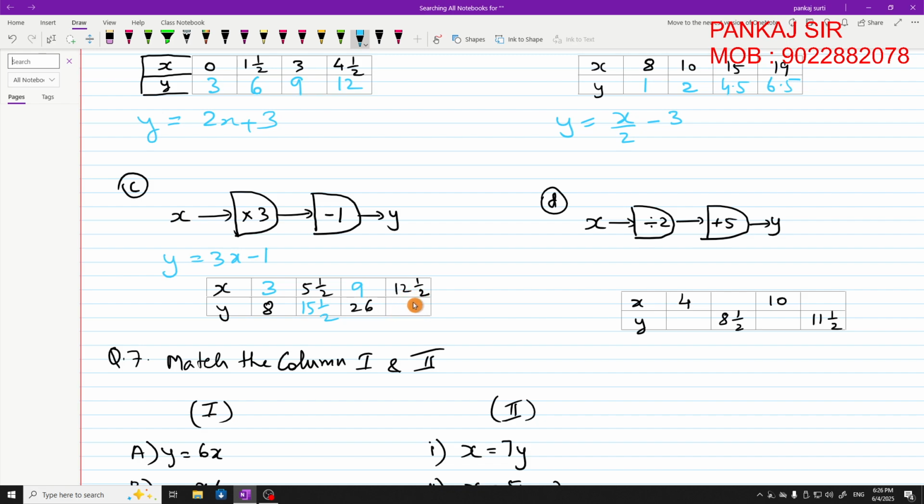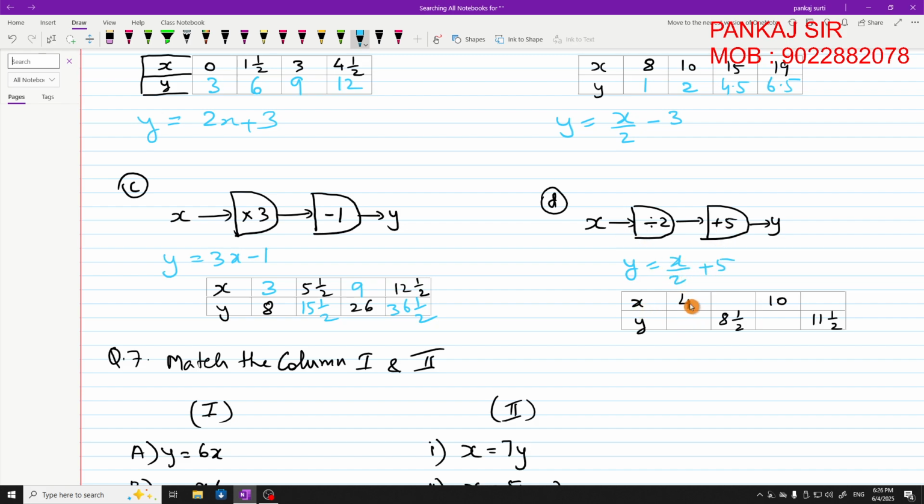Now when x is 12.5, 12.5 into 3 is how much? 37.5. 37.5 minus 1 will be 36.5. So this table is complete. This is the equation. Let us go for this. The equation will be y is equal to x divided by 2 plus 5.